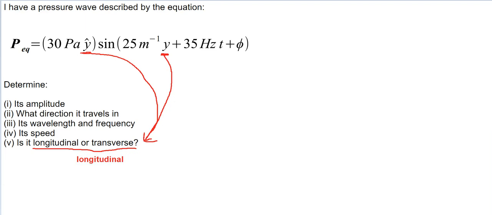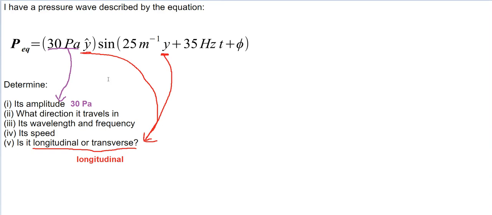Now, secondly, we need to know the wave's amplitude, or its maximum displacement from equilibrium. In all of the wave equations that we've had, our maximum displacement from equilibrium was right out front, outside of our trigonometric function. So for our amplitude, we'll just have 30 pascals, or 30, whatever thing's out front. And those are the two easiest to do.